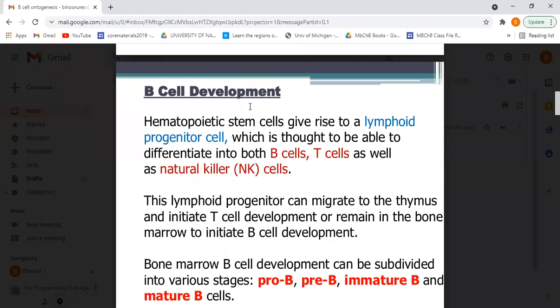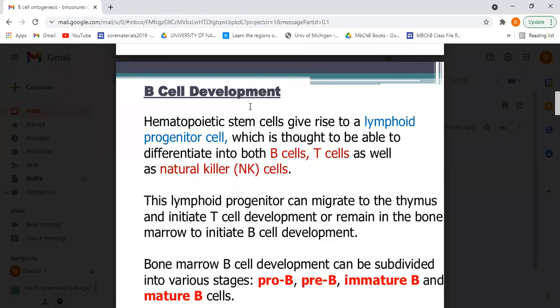Now, this lymphoid progenitor can migrate from the bone marrow to the thymus, and this is regarding the prothymocytes, which go into the thymus region or gland for purpose of T cell development or ontogenesis. And I know that one is already covered previously. So the B cells don't migrate from the bone marrow. They actually complete the process of maturation within the bone marrow.